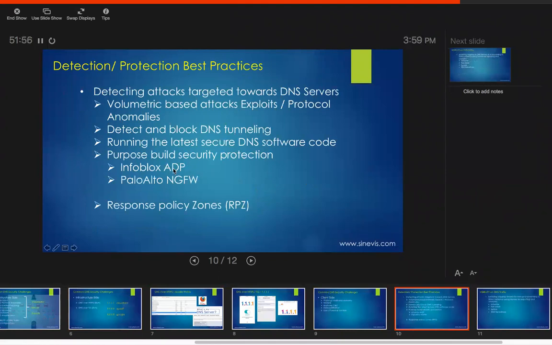Infoblox ADP, which is Advanced DNS Protection, is where we detect DNS tunneling and any type of DNS-related or volumetric attacks coming to the DNS server itself. The second type of security is for the clients, in terms of response policy zones. There is a solution from Cisco as well, and from Infoblox, which is called DNS Firewall.